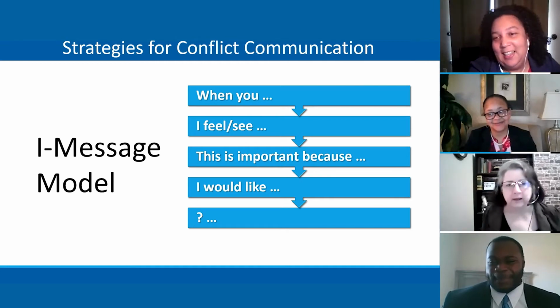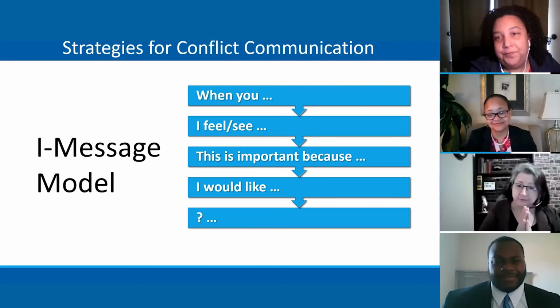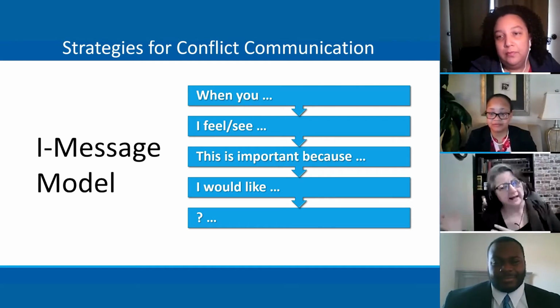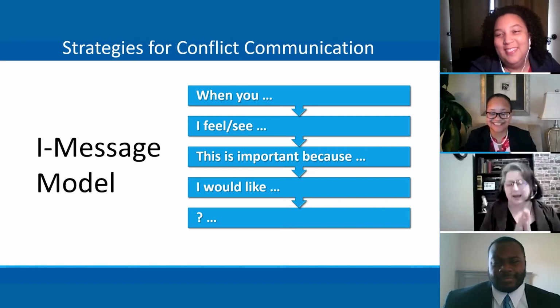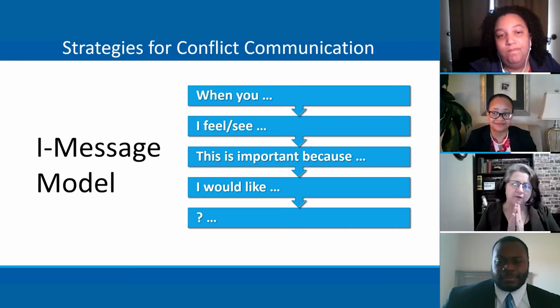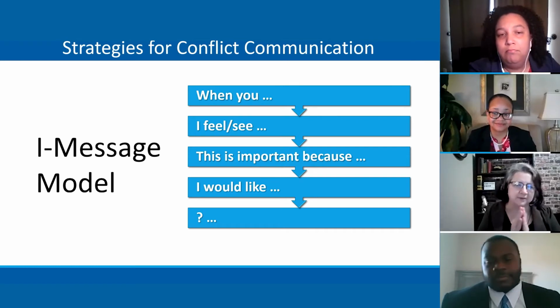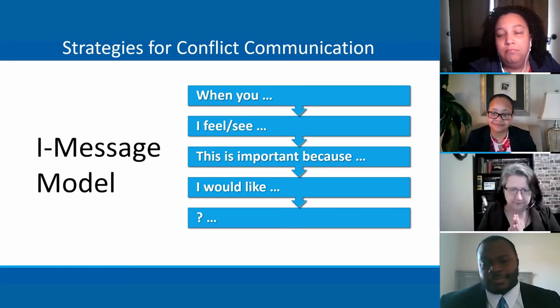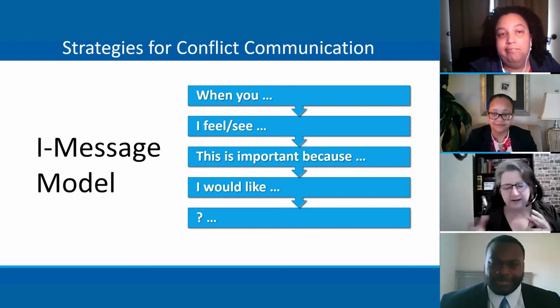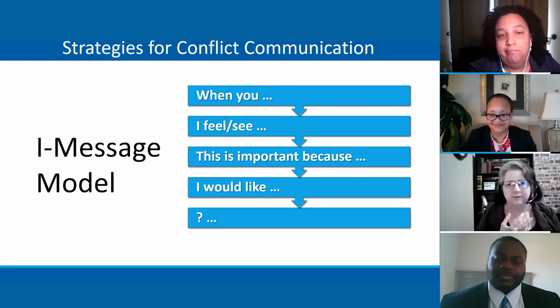Because, okay, my challenge is assertiveness. People assume because I'm loud, I'm assertive, but I'm not. I need help on that. And the I-message model is one of those tools that I use that really helps me because I'm not assertive. What it does is it helps remove some of the emotion from the discussion.